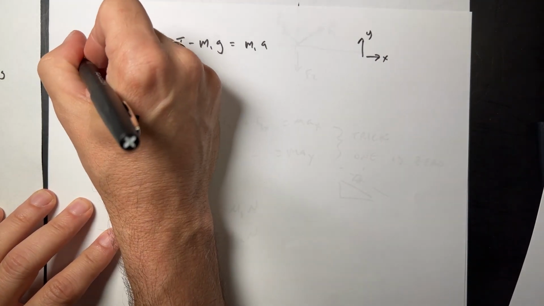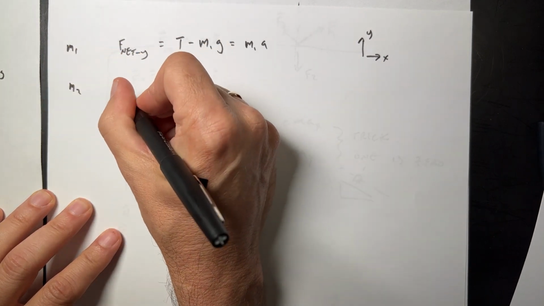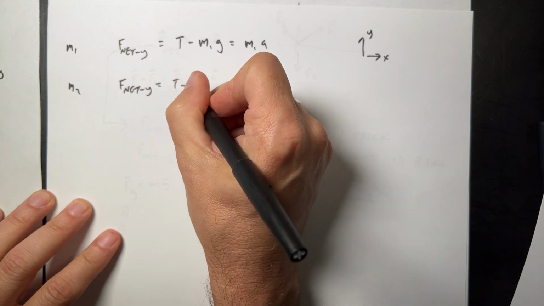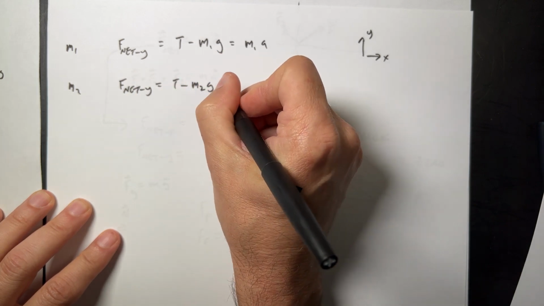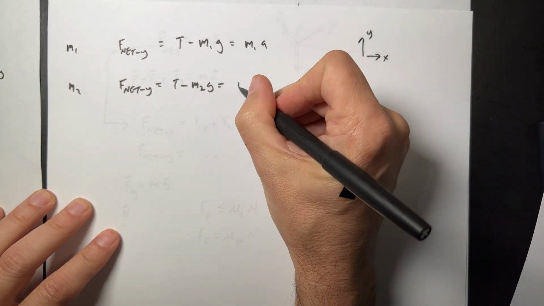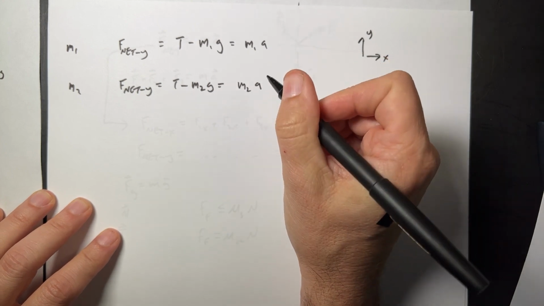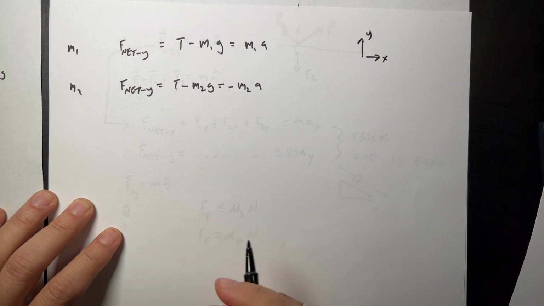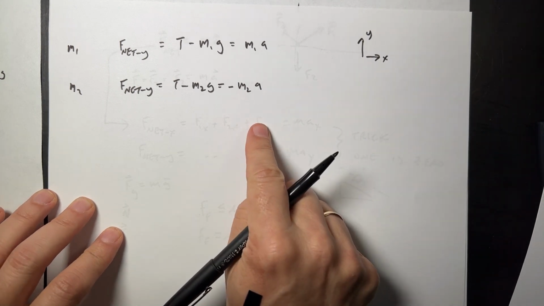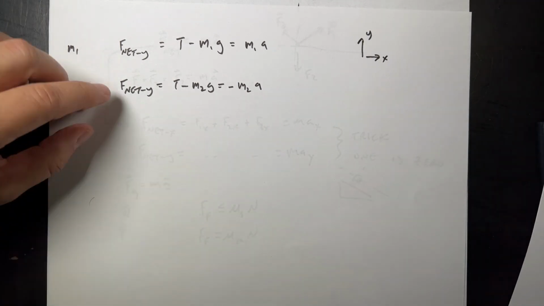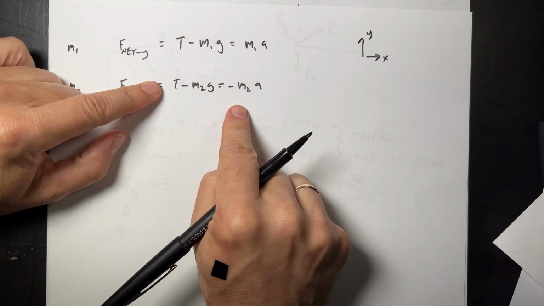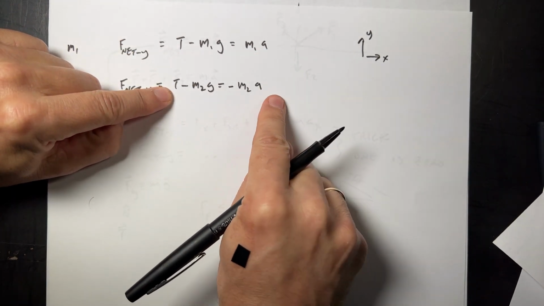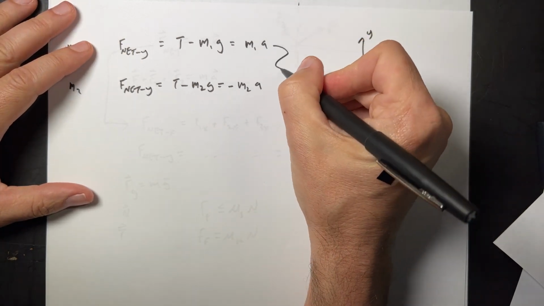But this is m1. Let's do the same thing for m2. It looks very similar. F net y: T minus m2g is going to be equal to m2a, aha, negative, right? This one's accelerating in the negative direction. Now look at what we have. I have two equations and two variables. I don't know T, I don't know a. So we can solve two equations, two unknowns.